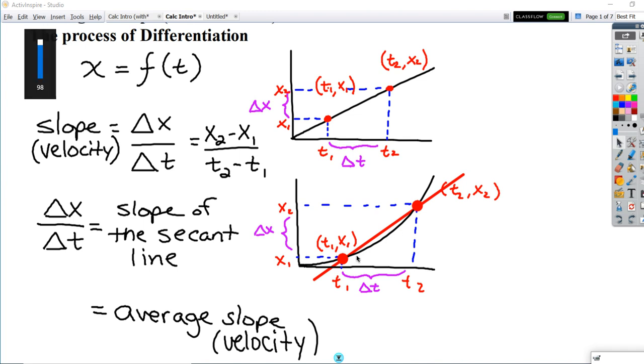We can use a process which is called the limit to find the location within this interval where the slope of this curve matches the slope of this secant line. And visually, how I can try to show that to you is by taking these 2 points and moving them closer together.